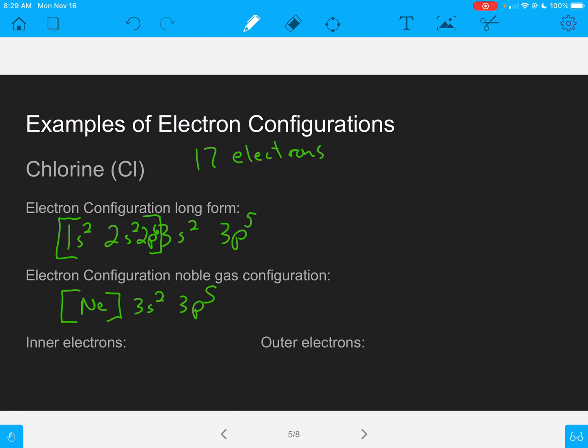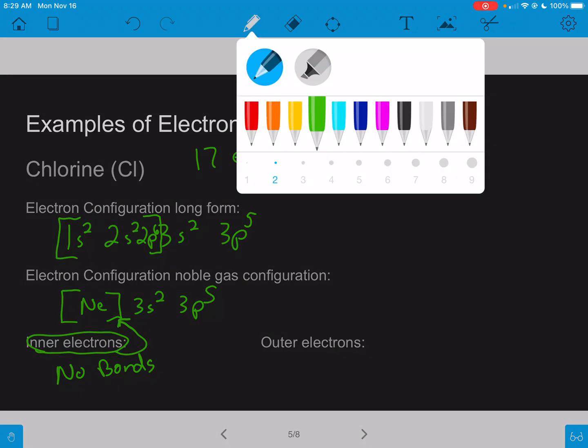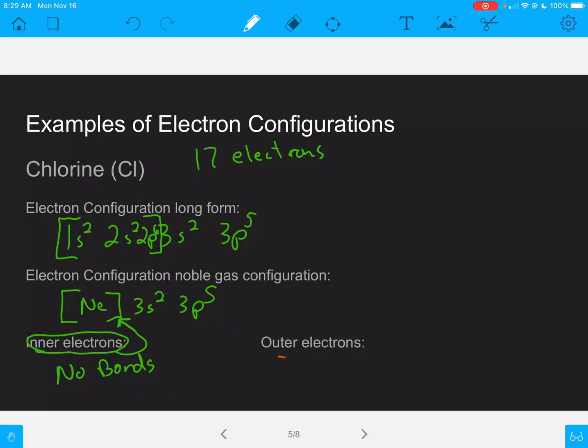Okay? So which electrons are the inner electrons? Well, that's going to be all of these guys. Those are the inner electrons. And there will be no bonding with those. No bonds with those. They cannot be used. They're locked up in the neon trust fund. But then we'll do these in orange. The outer electrons. Which ones are the outer electrons? That's going to be the 3p5 and the 3s2. So that's going to be right here.